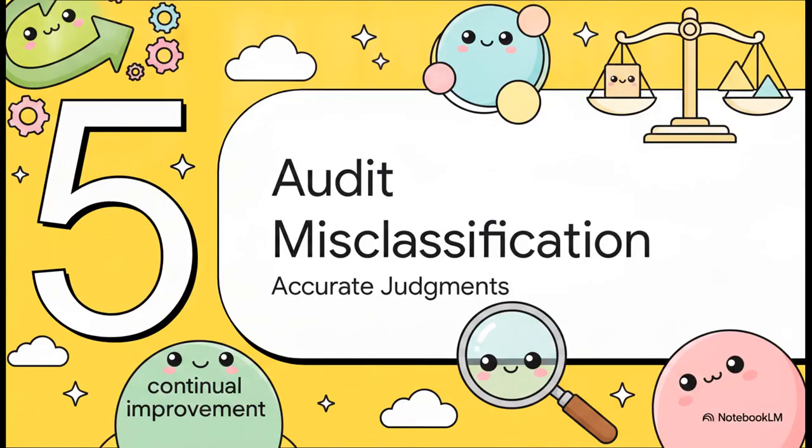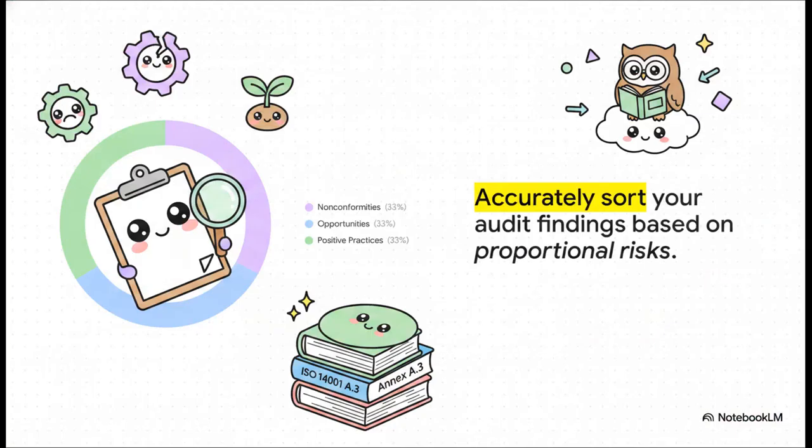And finally, Section 5, avoiding audit misclassification by using A3 for accurate judgments. So how do we take these three lenses we just talked about and use them to avoid making the wrong calls? Well, when we wrap up an audit, we're basically sorting our findings into three buckets, right? Nonconformities, opportunities for improvement, and positive practices. Think of Annex A3 as your ultimate calibration tool. It helps us sort those findings accurately, completely stripping away the bias of standardized expectations that just don't fit the specific organization in front of us.